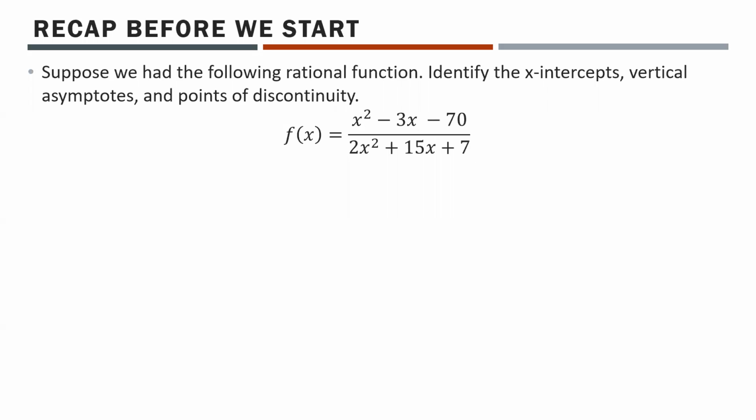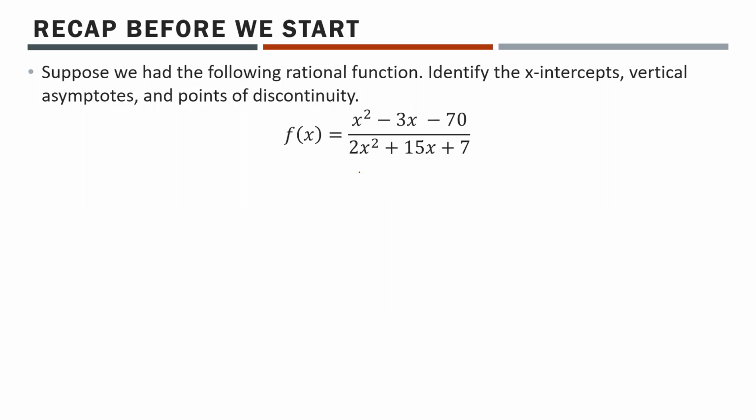Suppose we have the following rational function. Identify the x-intercepts, the vertical asymptotes, and the points of discontinuity. I would appreciate if you just pause the video here and give this one a try on your own, and then I'll go over it in a second. Okay, so hopefully you were able to go over this one.